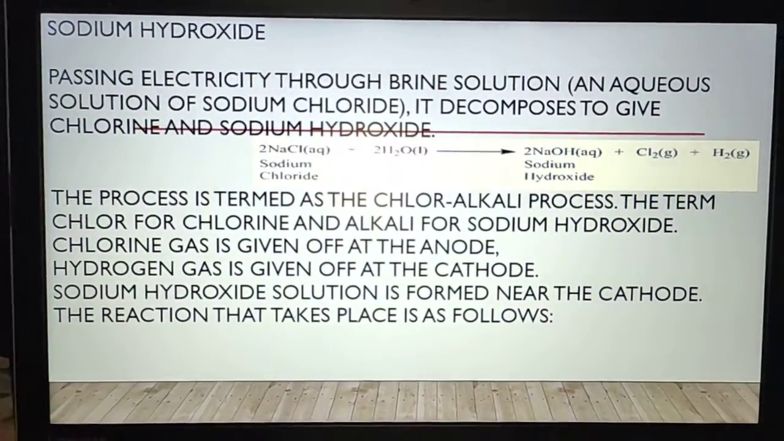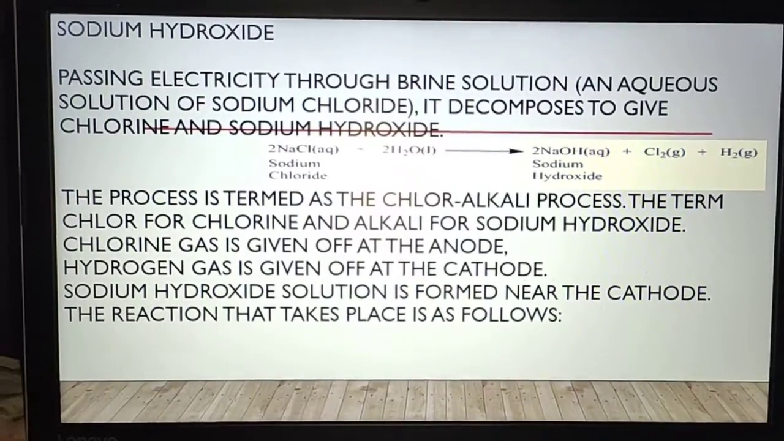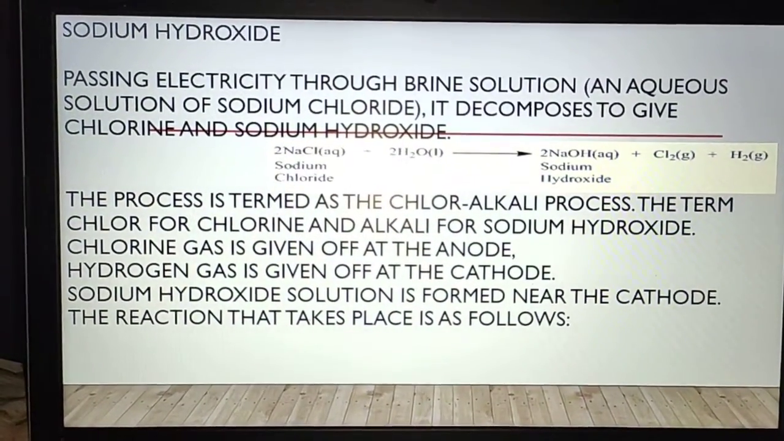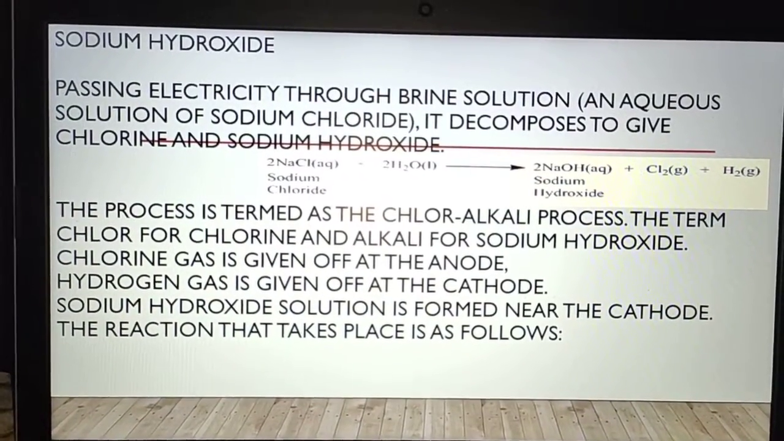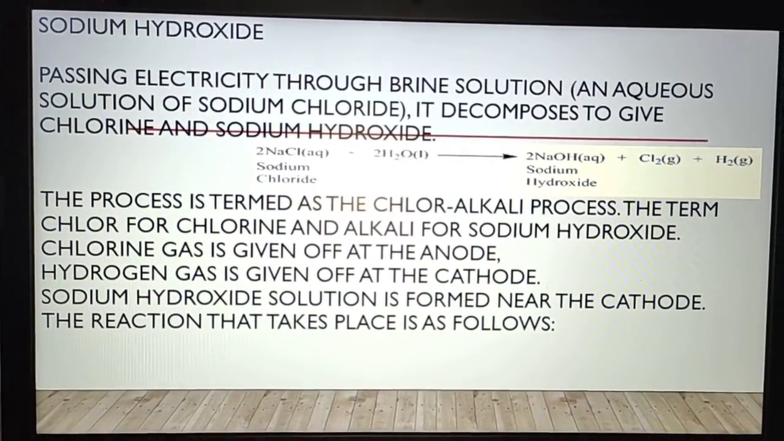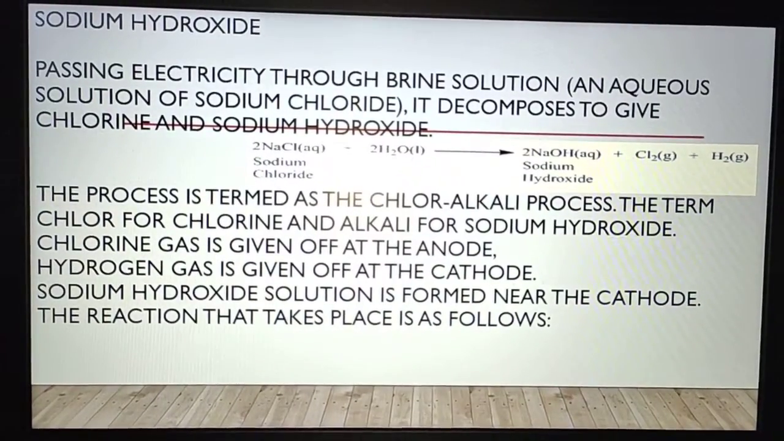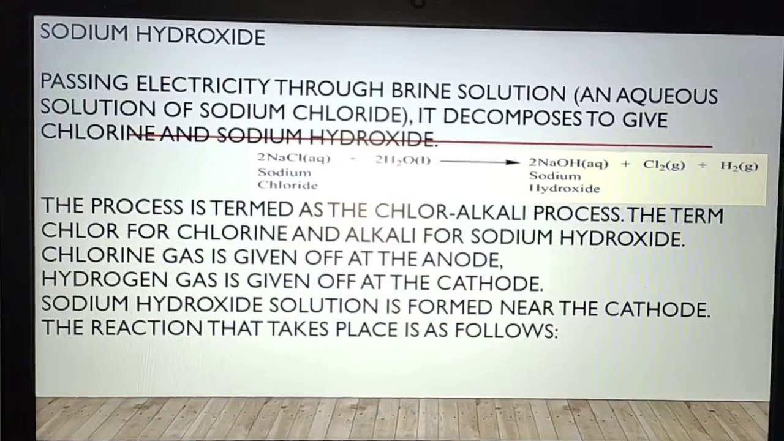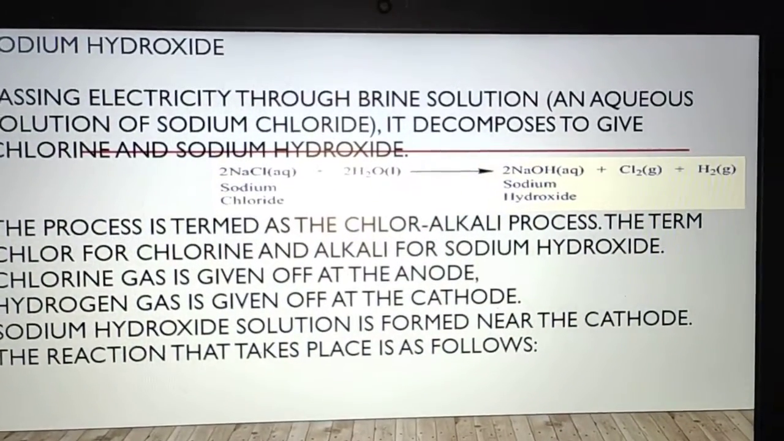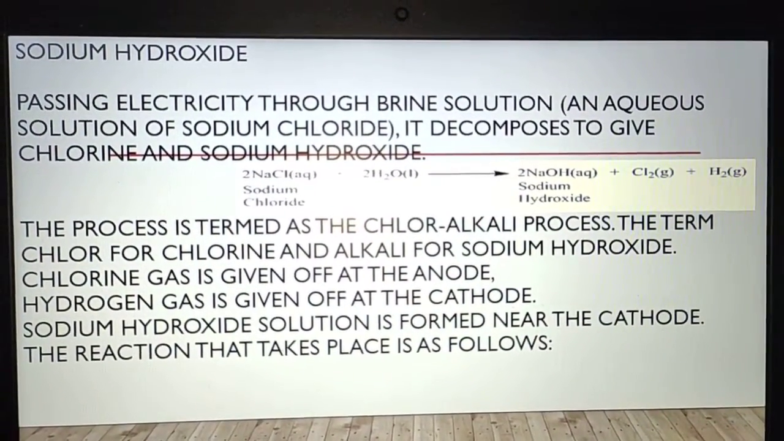Next is a very important concept from the exam point of view: sodium hydroxide, which is your caustic soda, NaOH, made by passing electricity through the brine solution. Here we are dealing with the aqueous solution of sodium chloride, which is known as brine. So here is a one-mark question in the CBSE: what is brine solution? The answer is, the aqueous solution of sodium chloride is known as brine solution.